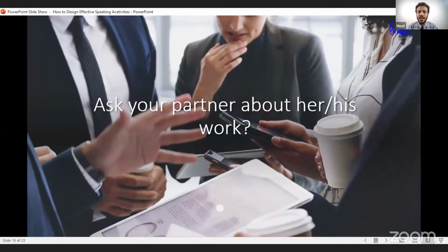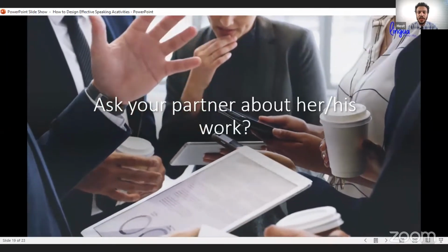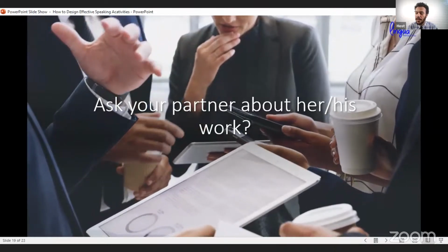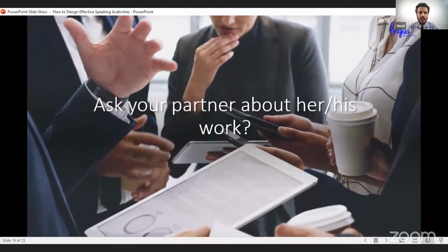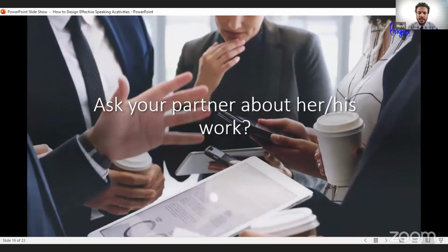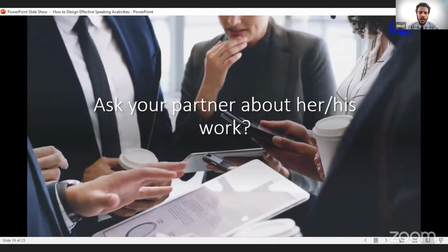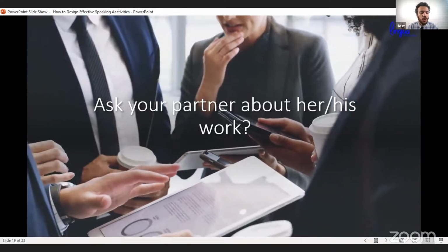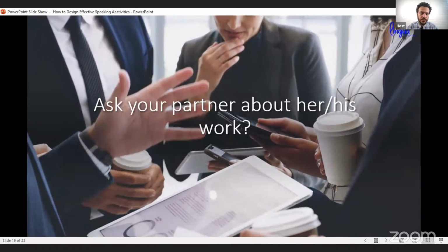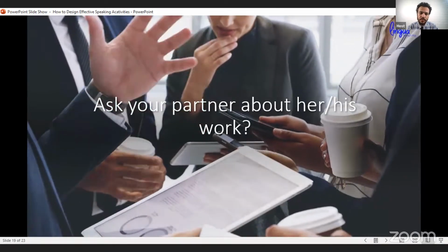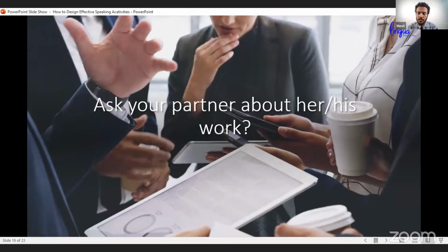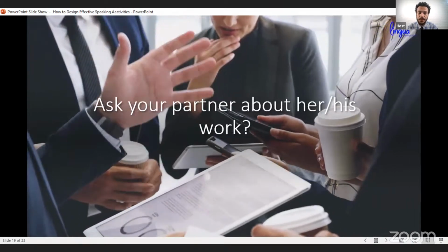Next one. Ask your partner about her or his work. Still, this is something very generic. It has no prompting or specific points to shoot it from A to B. So again, it lacks a purpose as well.